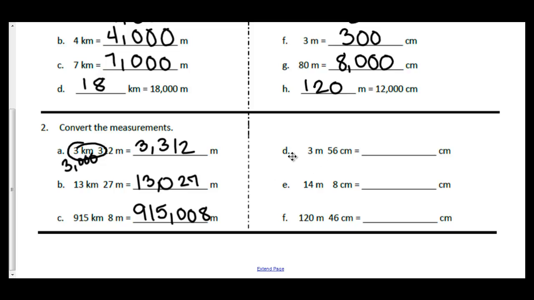All right, now over here it's a little bit different because this is not equal to 1,000 centimeters, it's 100. So 3 meters would be like 300 centimeters. So when you add that together, you get 356 centimeters. So this would be like 140 plus 8, so that would be 148. Okay, so I have 120 hundredths. So remember what that looks like. 120 hundredths plus 46, so that would be 1,246.